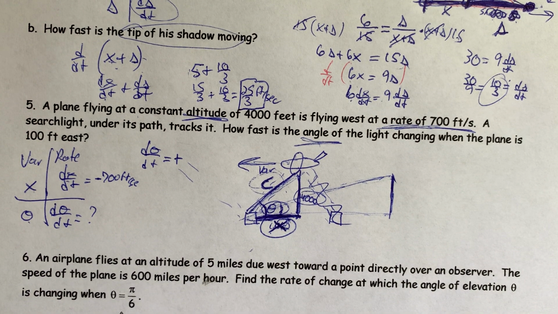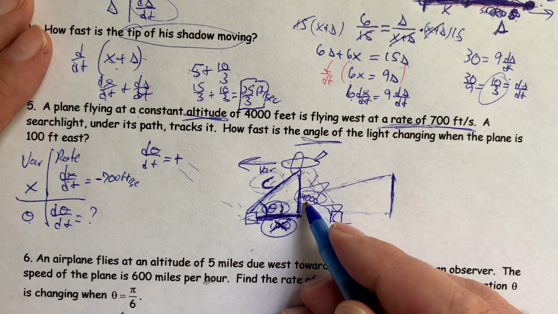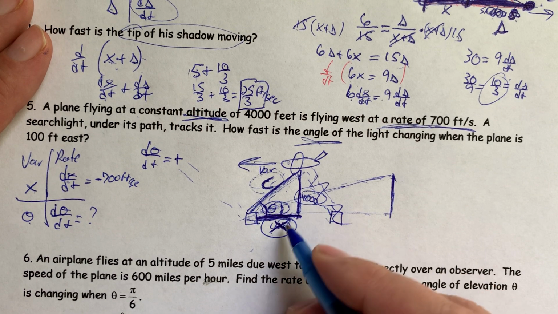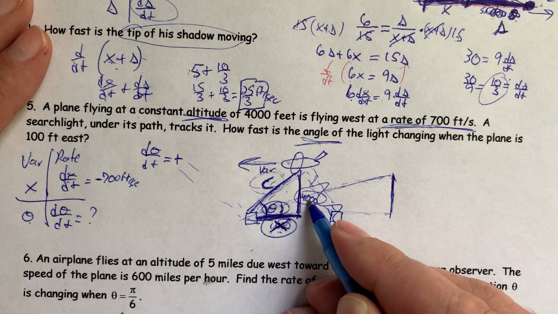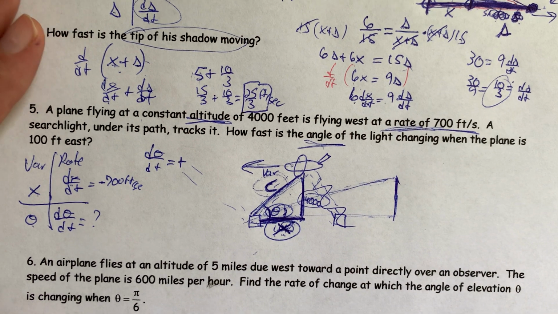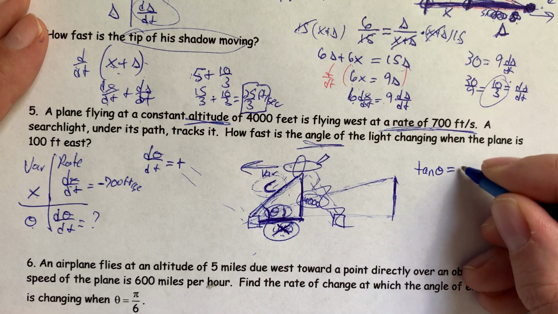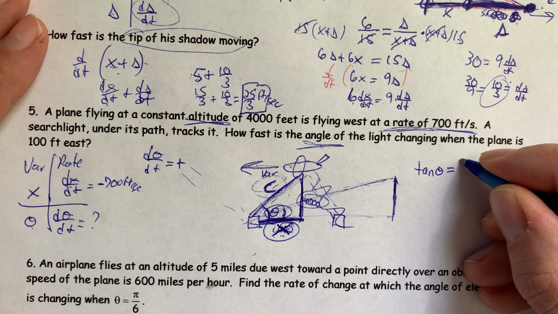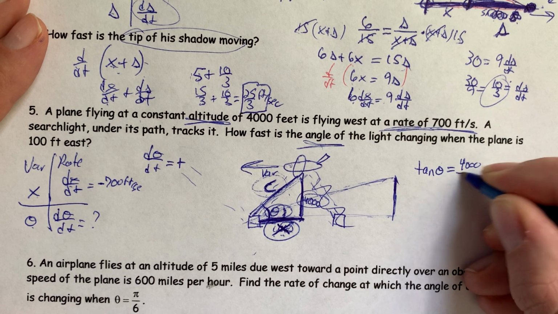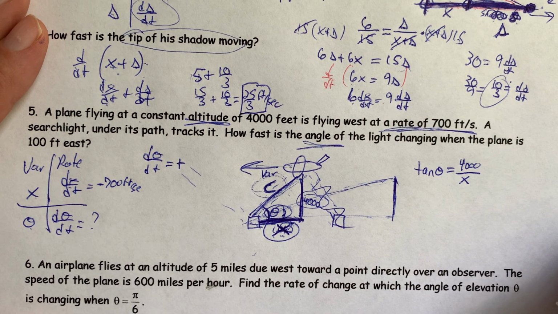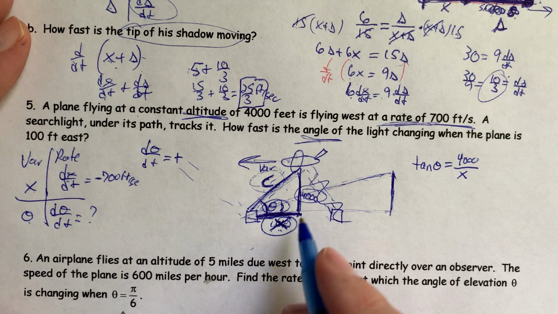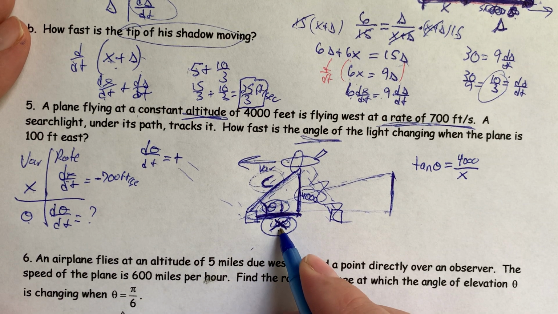I hope we recognize that we can use a trigonometric identity, opposite over adjacent or adjacent over opposite. And that's what I'm going to do. I'm going to say tangent of theta is equal to the opposite, which is 4,000, over the adjacent, which is x. So this is a relationship between the angle and x.